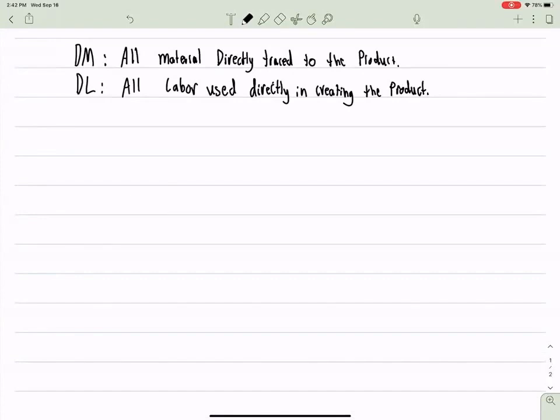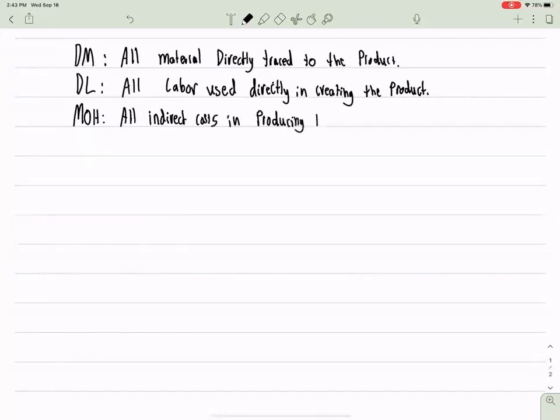The last thing that we need to make a product is manufacturing overhead, MOH. Now, guys, the definition of MOH is, I'll write it down and then I'll simplify it a little bit more. The definition for MOH is all indirect costs in producing the product. All right, and what does that essentially mean? Okay, so guys, manufacturing overhead, the way I like to simplify it is, it's everything you need to make the product that you can't actually see on the product itself, right, guys?